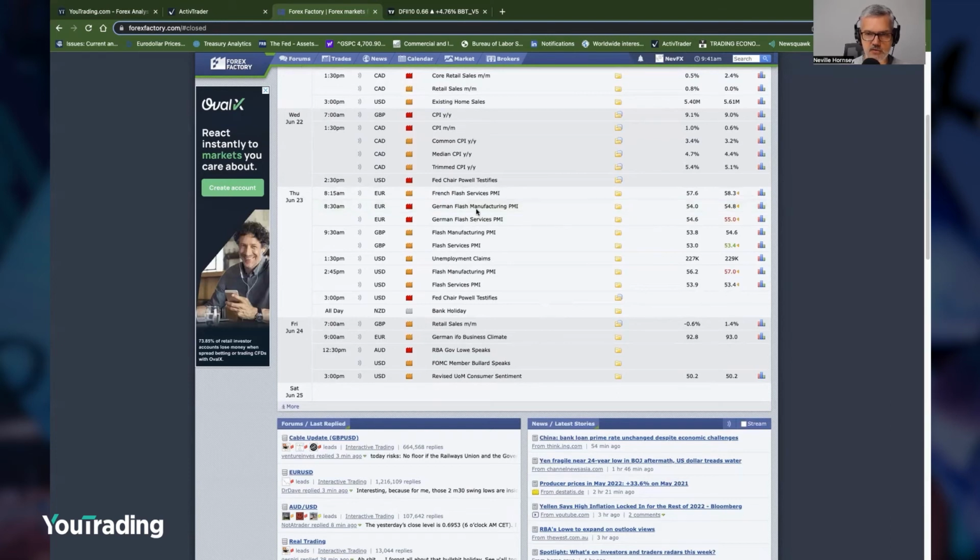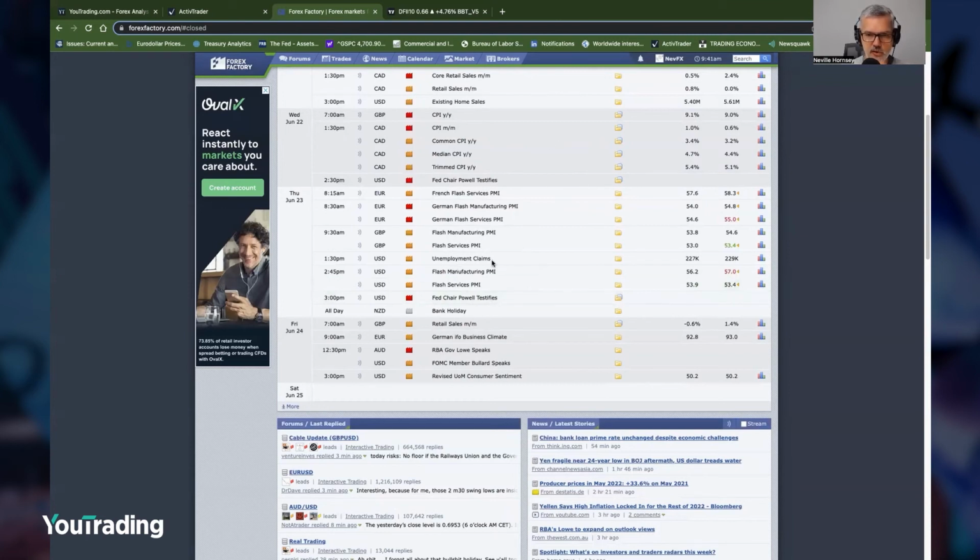So here we've got German flash manufacturing looking likely to drop from 54.8 down to 54. Anything above 50 is expansionary, so it's actually relatively good. It's just a shame that we're seeing a slowdown. Obviously, we've got the war in Ukraine. We've got supply chain disruptions from China. And if we look to the US flash services PMI, this is the only one that is expected to actually rise. So everything else is expected to drop.